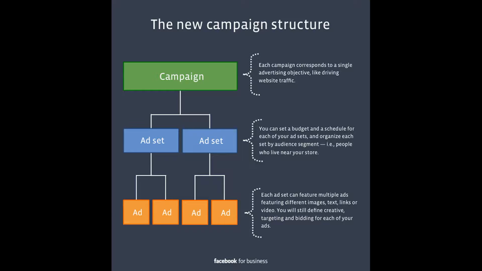Now, the next part of this structure is your ads. Each ad set can feature multiple ads featuring different images, text, links, or video. You'll still define the creative, targeting, and bidding for each of your ads. For example, you have your two ad sets, and each ad set is budgeted differently. Then you have your different ads. You have a video ad if you want, a single product, one page ad if you want, multiple slides if you want, and so on.